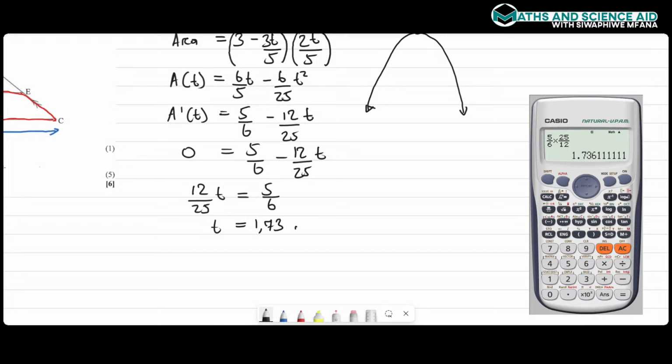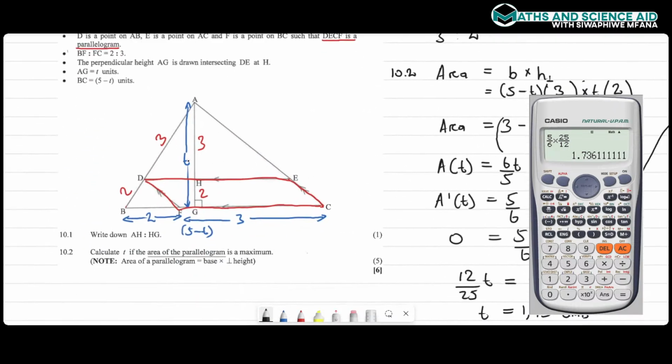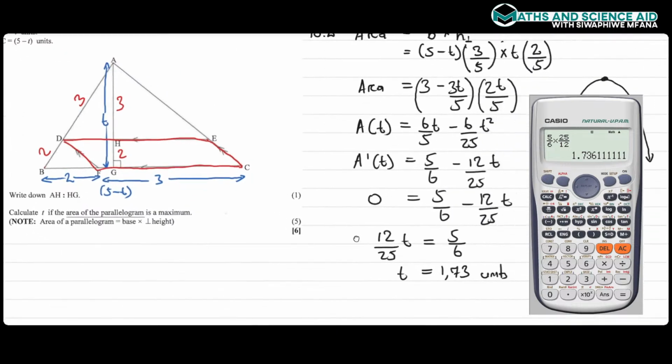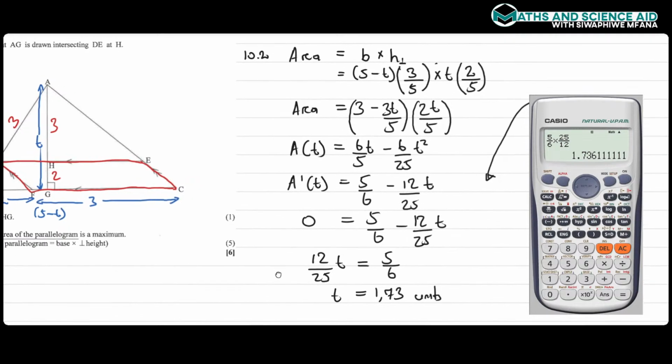So 1.73 units, because remember that t was one of the sides here. So that's the value of t such that this area will be a maximum. So it's not too bad at all, guys. Okay, so I hope that this makes sense.